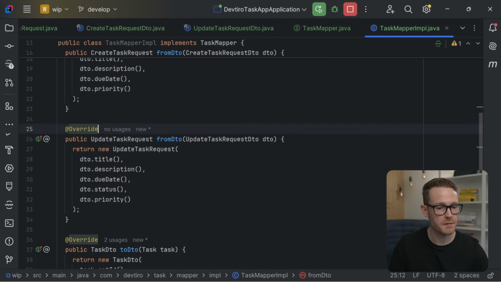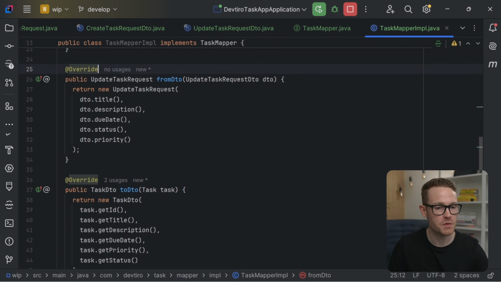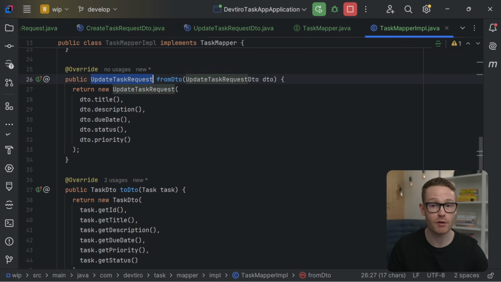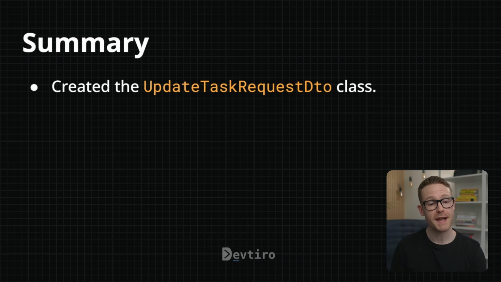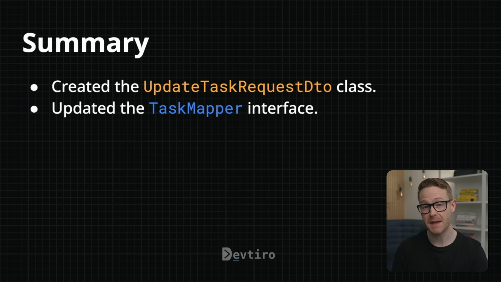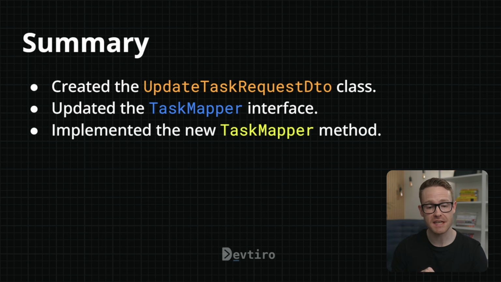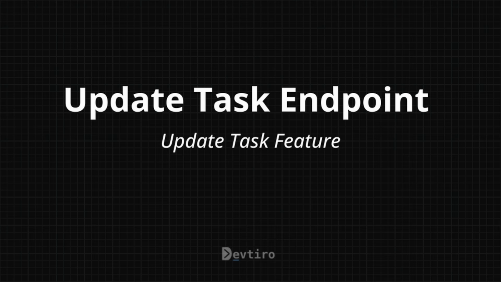And there we go. We've implemented our from DTO method, which takes an update task request DTO and maps it to an update task request object. So in summary, we created the update task request DTO class, we updated the task mapper interface, and we implemented the new task mapper method. Let's now implement the update task endpoint.